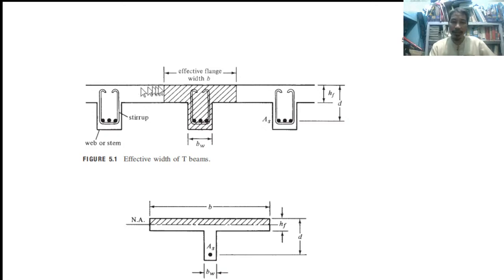Okay? So take note of the gray portion, of the shaded portion. Here you are looking at singly reinforced. So this is a singly reinforced beam because the reinforcement are all at the bottom. That is the figure.